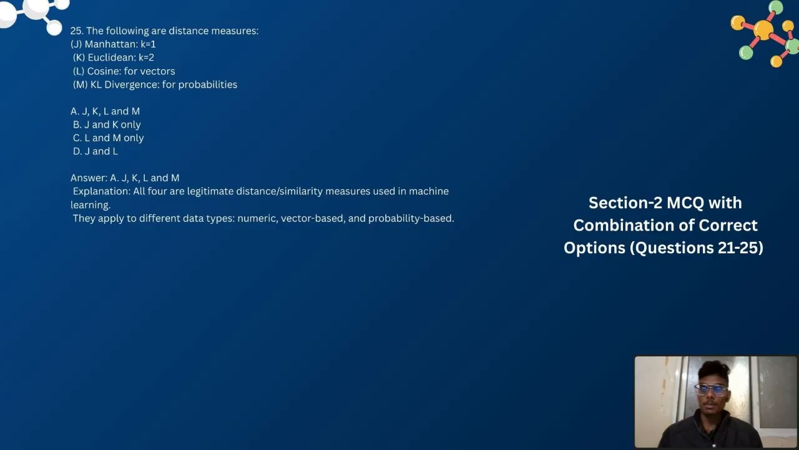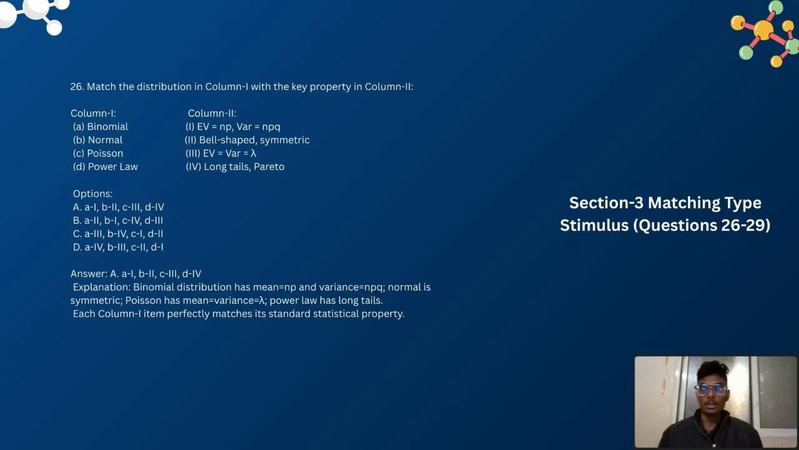Question number 26. Match the distributions in column 1 with the key property in column 2. The answer is: binomial distribution has mean equal to np and variance equal to npq. Normal is symmetric, with mean equal to median. Power law has a long tail. Each column one item perfectly matches its standard statistical probability property.